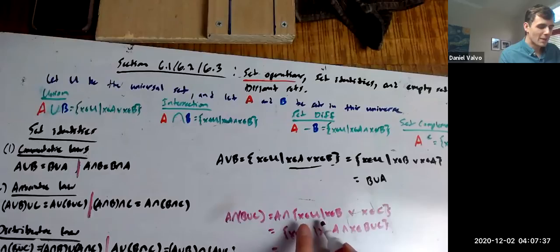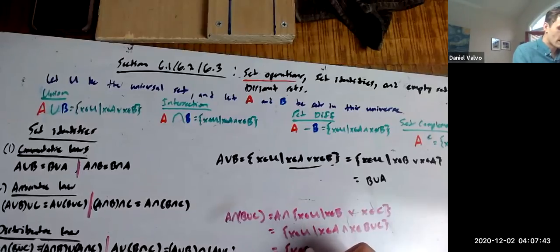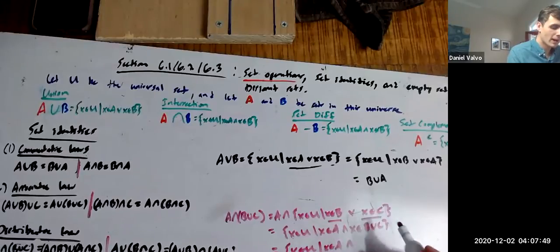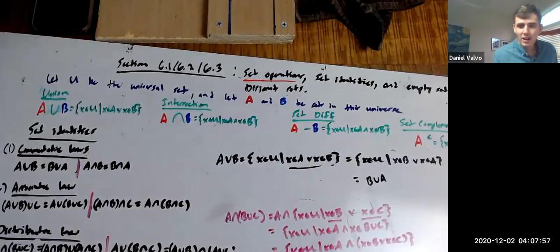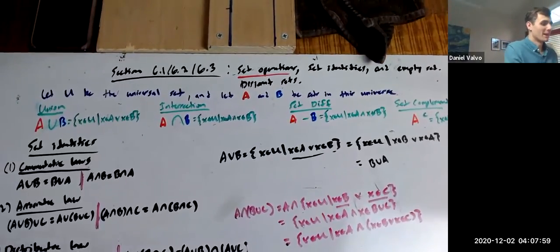But if X is in the set B union C, that means X is in B or X is in C. This is all X in U such that X is in A, and to be in B union C, we need X in B or X in C. So we get X in B or X in C. And once we have it, what happened?